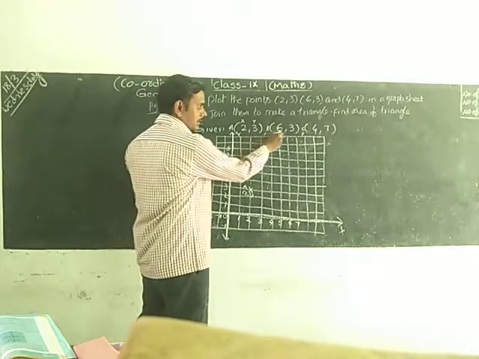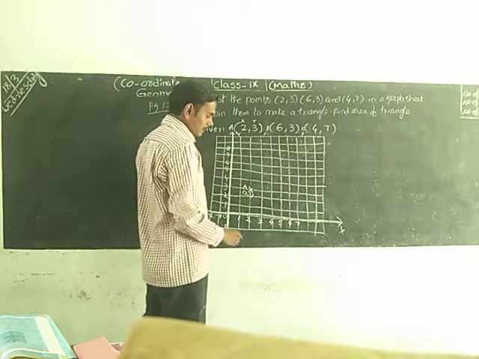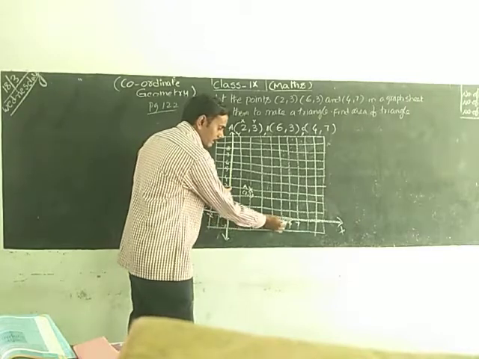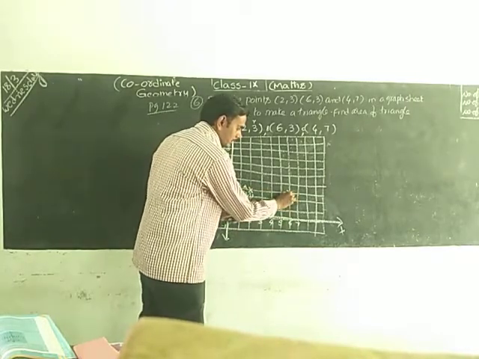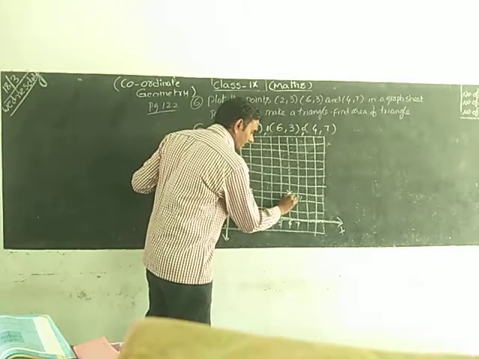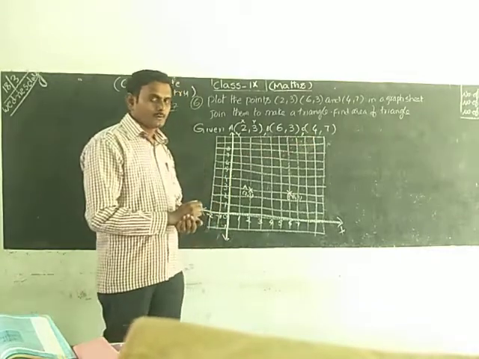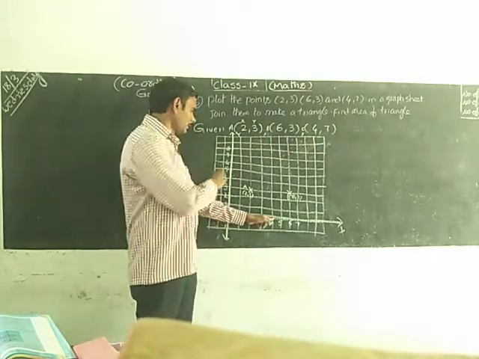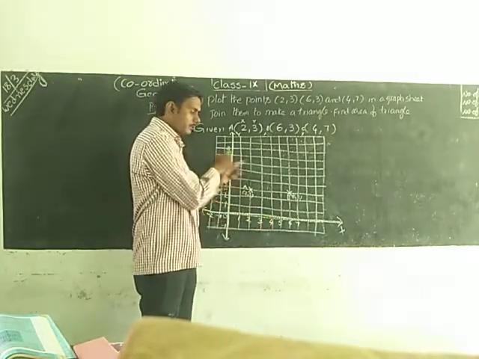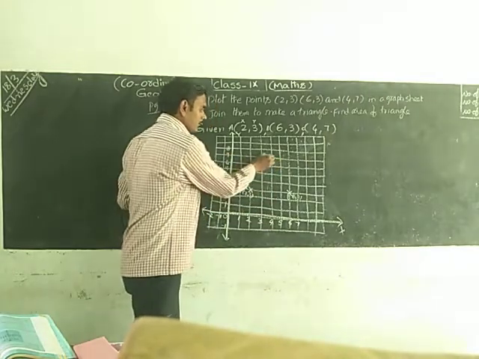Next, (6, 3). On the x-axis 6, on the y-axis 3. Both meet at one place. This is point B. Next, (4, 7). 4 on the x-axis, 7 on the y-axis. They meet at one place. This is point C.